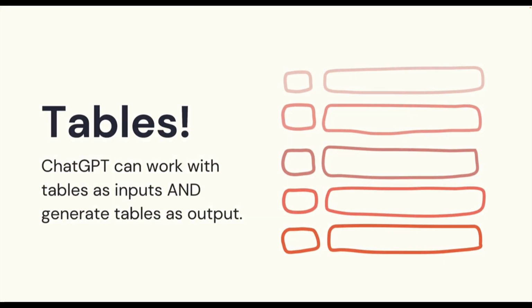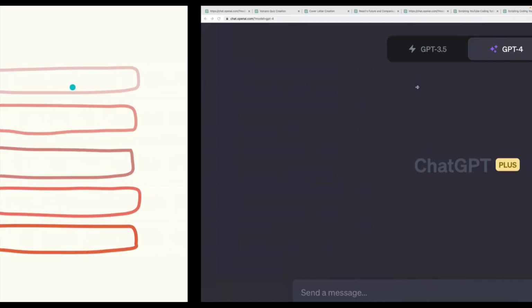The next tip or strategy or whatever we want to call these videos that I'll show you is around working with tables. So ChatGPT can accept tables as an input and also generate tables as an output. So I'll show some examples of this. Let's start with generating tables.